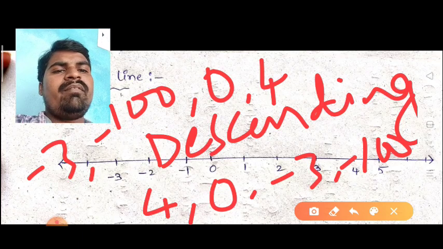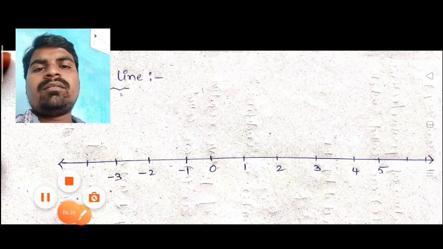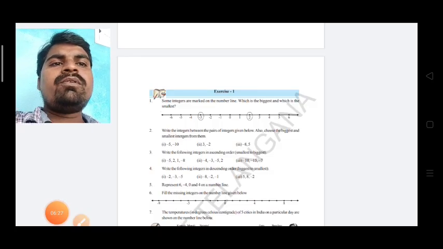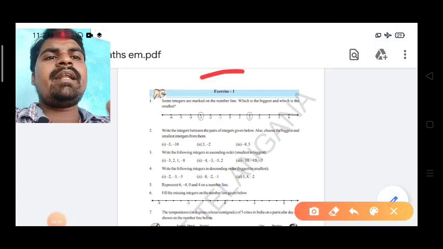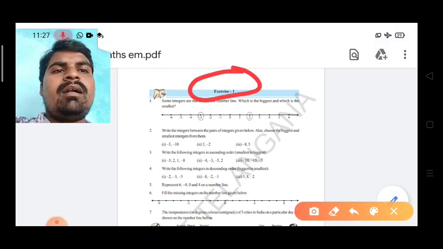You know very well that one. This is the ascending and descending order. Next, now here you observe Exercise 1. For the first question, some integers are marked on the number line. Which is the biggest and which is the smallest?